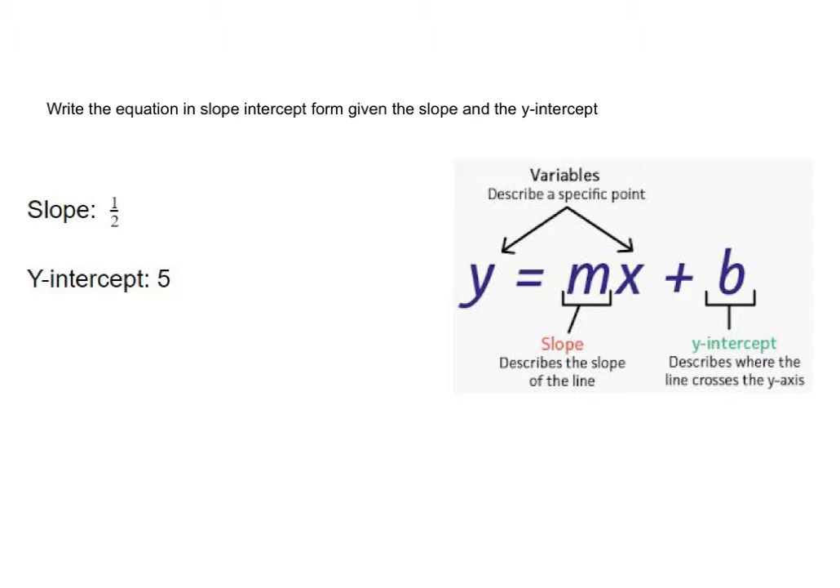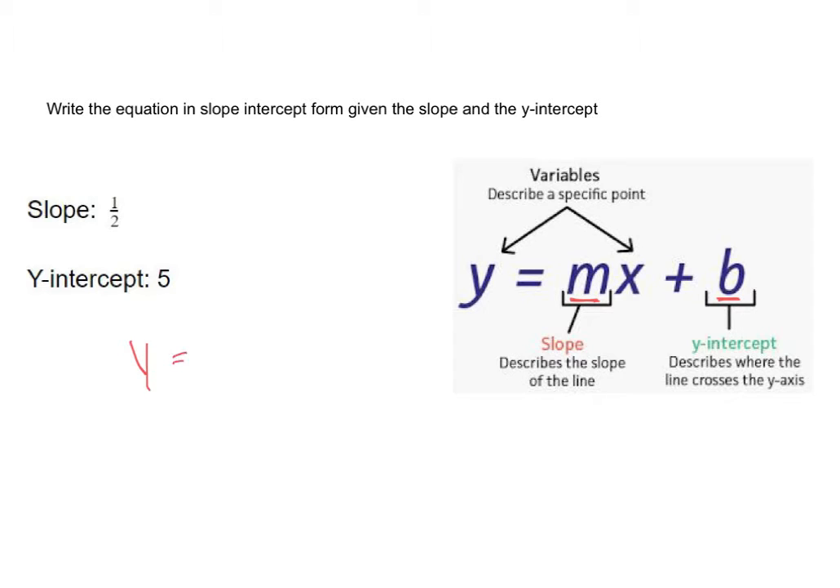In the previous lesson, we talked about what slope-intercept form is. And it's basically whenever you have an equation written as y equals mx plus b, you have slope and y-intercept. So in reverse, if I tell you that the slope is 1/2 and the y-intercept is 5, I can write an equation to represent that line.